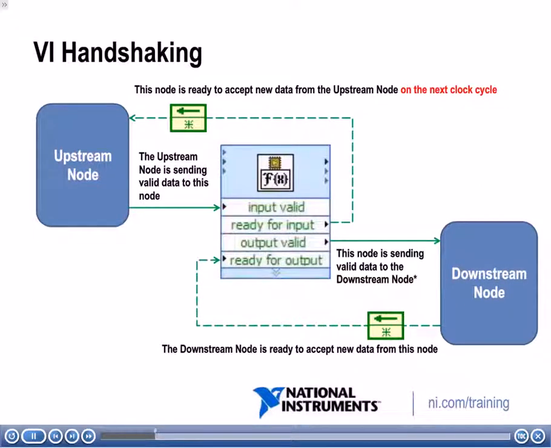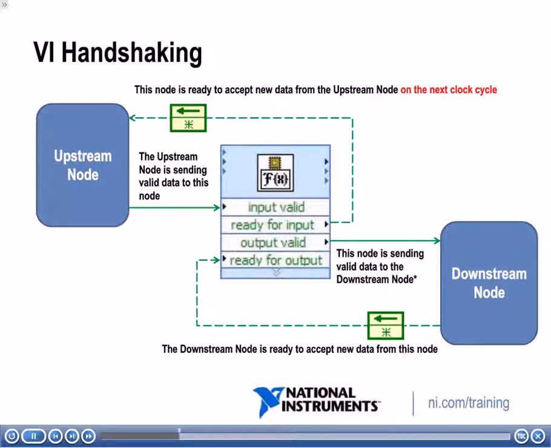So here we've got a handshaking protocol that you can use with certain nodes inside a single cycle time loop. This protocol involves the terminals that you see on this slide. The first one, input valid, specifies that the next data point has arrived for processing. The next one is ready for input, which indicates whether the node can accept a new data point during the next clock cycle. Next is output valid, which indicates that the current data point produced by the node is valid and ready to be used by downstream nodes. And lastly, ready for output specifies whether the downstream node can accept a new data point.